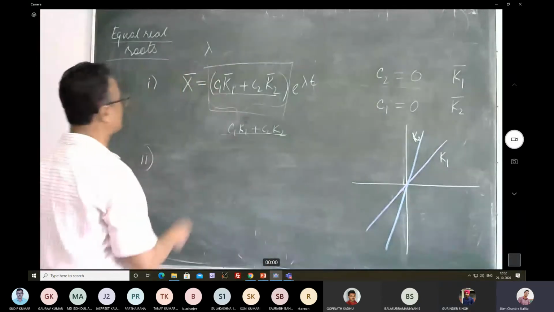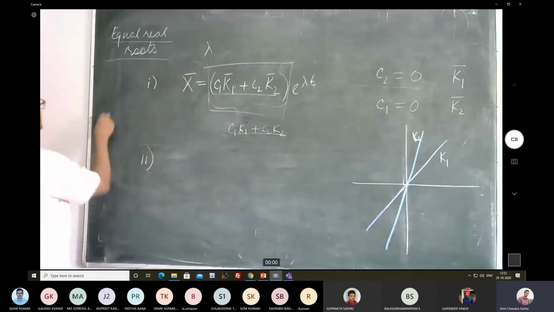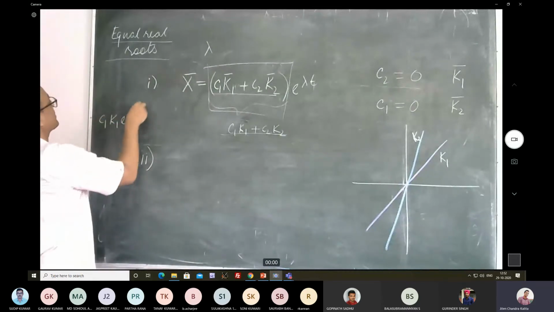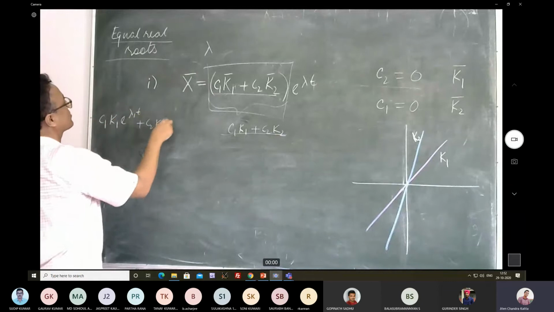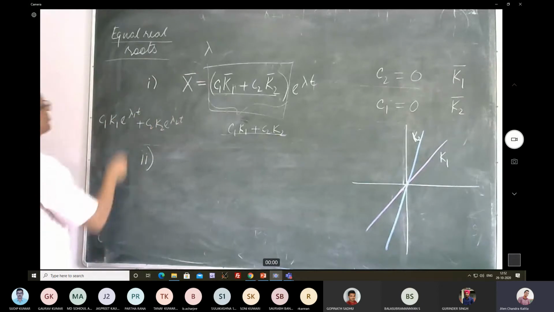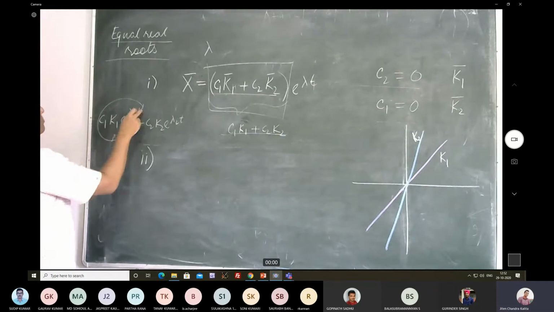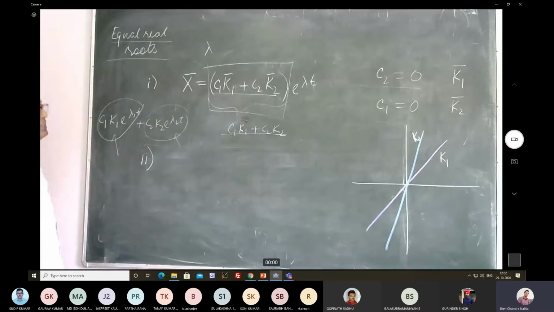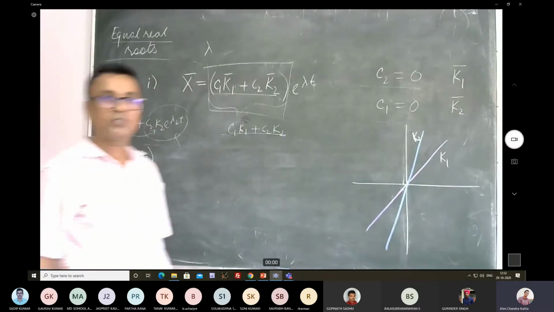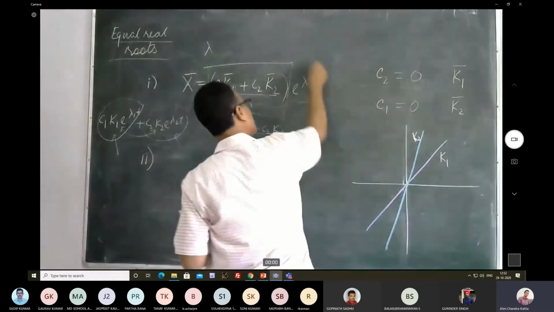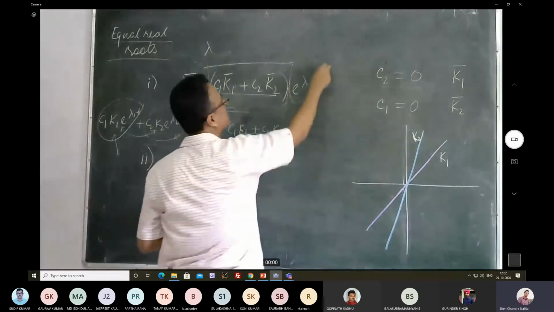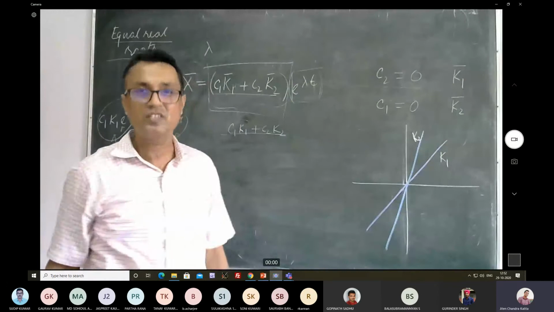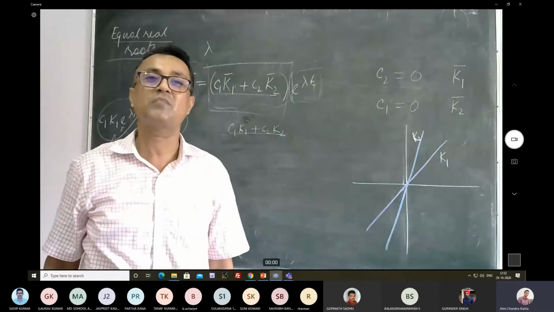Earlier I had something like C1 K1 e to the power lambda 1 t plus C2 K2 e to the power lambda 2 t. So this particular part depended upon t, and this particular part also depended upon t. That is why I was getting some curves out of this. But now this is simply just like a scalar multiple.